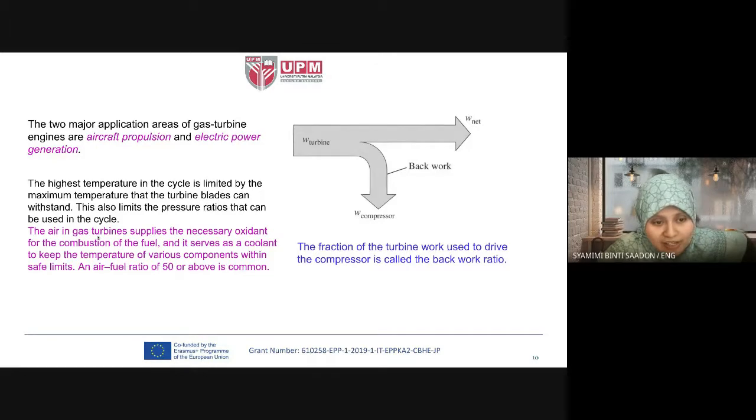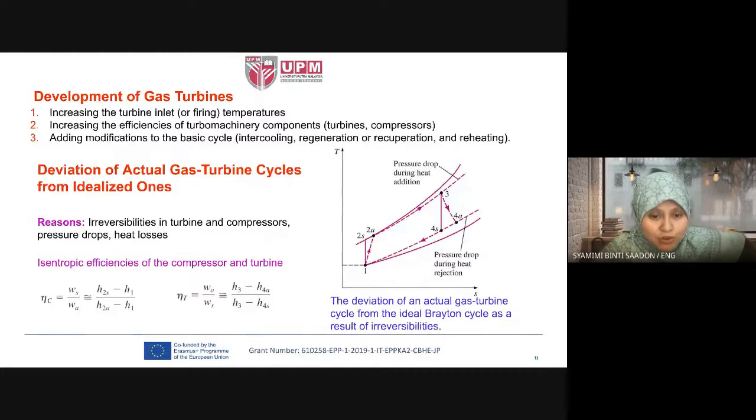The air in a gas turbine supplies the necessary oxygen for the combustion of the fuel and it serves as a coolant to keep the temperature down. That is the combustion process. So before that, the development of the gas turbine. Research studies have been done to increase the performance of the gas turbine, of course.